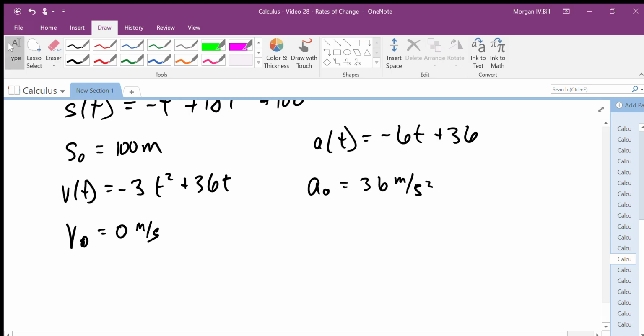Okay, and then we could ask questions like, well, what is the velocity at time equals 2? And to do so, you'll just take 2 and plug it into the velocity function.